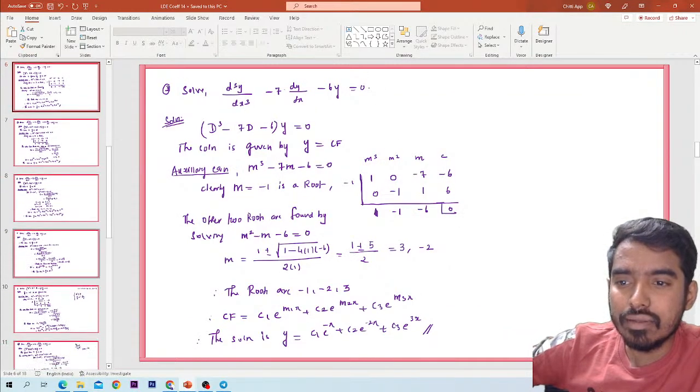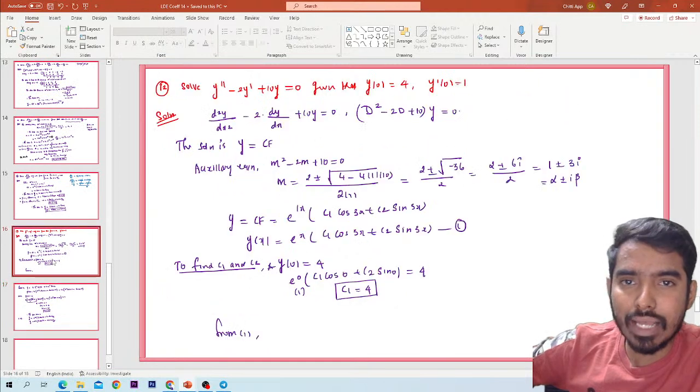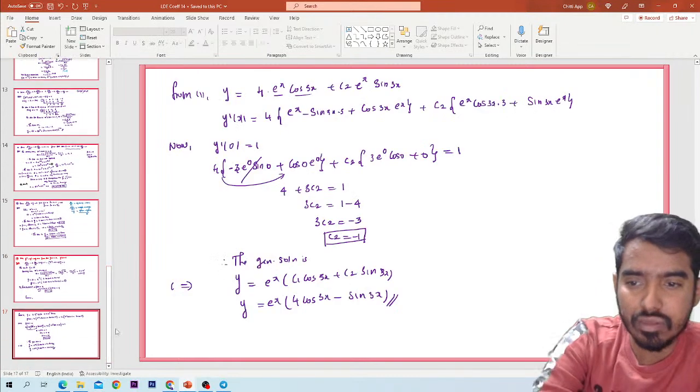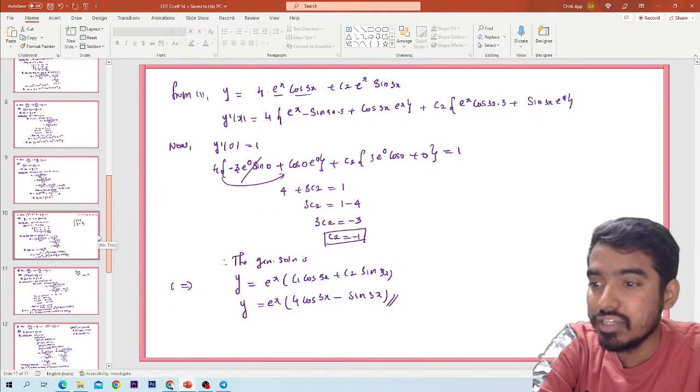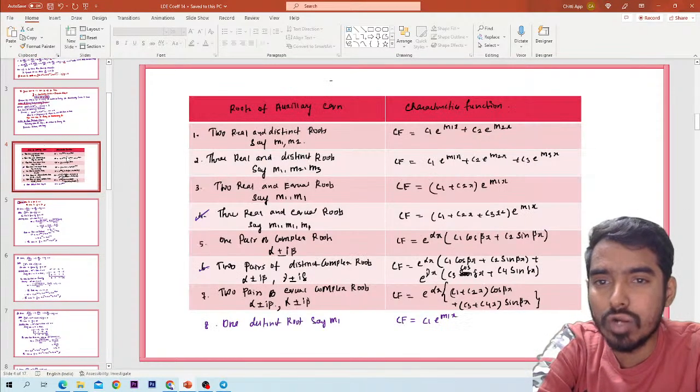So we have solved almost 12 problems based on this type. Next class, we're going to move on to type 1. What is type 0? Type 0 is RHS is 0, right? The next class, we're going to move on to type 1.